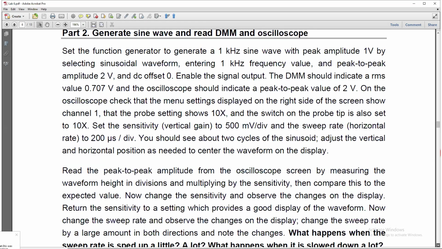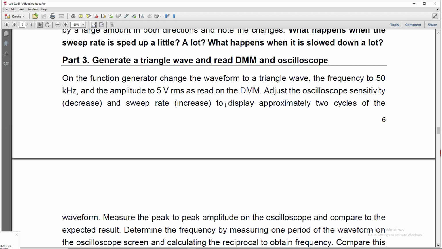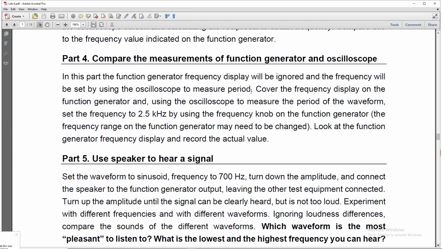The second one is the same thing, but this time you are going to generate a triangle wave. Again, this is also a parameter. You need to set the function generator to generate a triangle wave. Also, you will see you have to use the formula for RMS just to make sure the DMM is going to measure the RMS value.